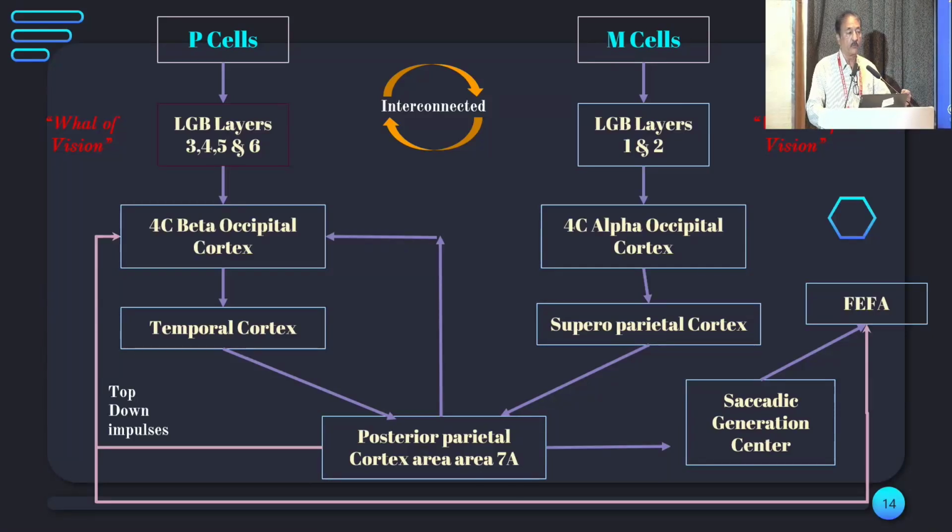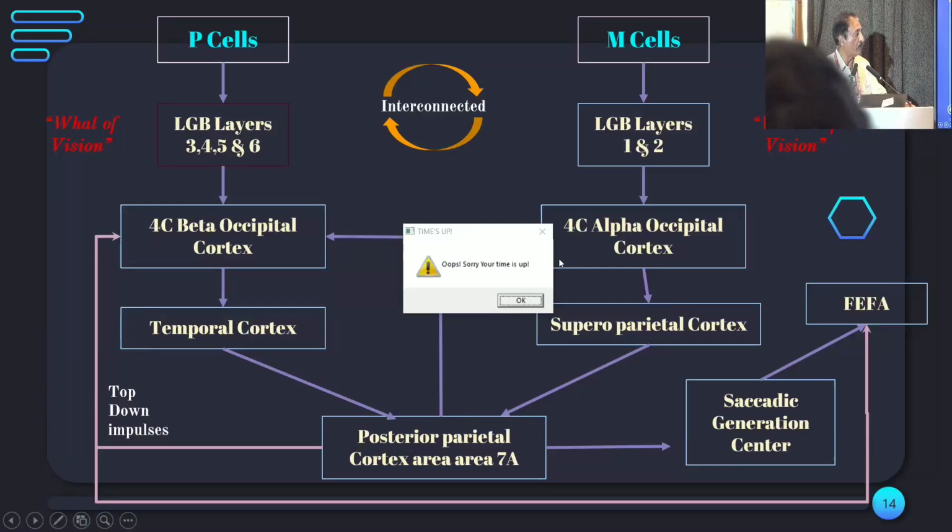In V1, the obstruction is at the level of 4C beta, whereas the M cells go to 4C alpha. So stimulation of M cell 4C alpha leads to stimulation of parietal cortex. The stimulation of parietal cortex in turn leads to stimulation of occipital cortex, and this is an alternative pathway we make use of in the treatment of amblyopia.